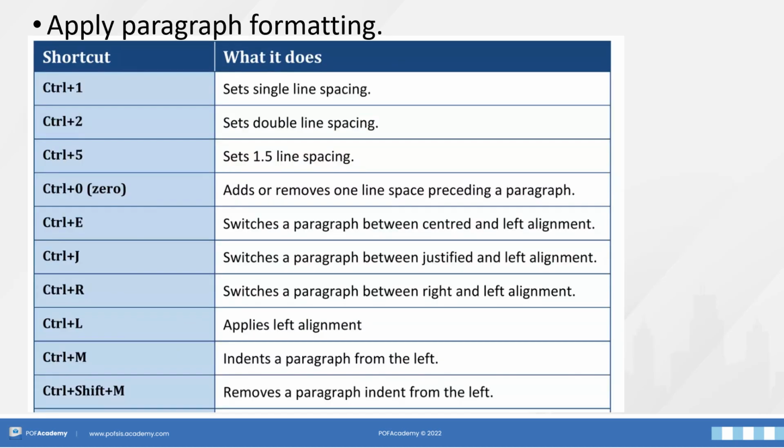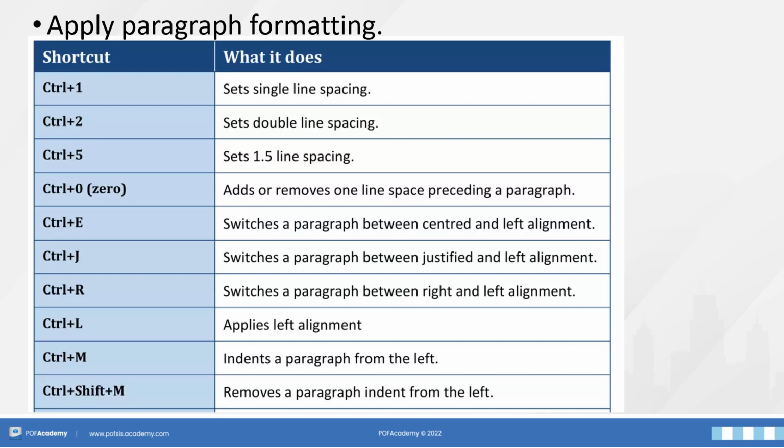So if you want to apply paragraph formatting, here are the shortcut keys. If you want to set single line spacing, just press Ctrl plus 1. If you want to set double line spacing, press Ctrl plus 2. If you want to set 1.5 line spacing, Ctrl plus 5. If you want to add or remove one line space preceding a paragraph, Ctrl plus 0.